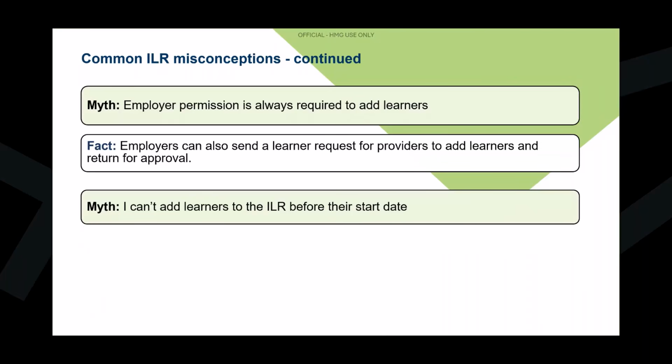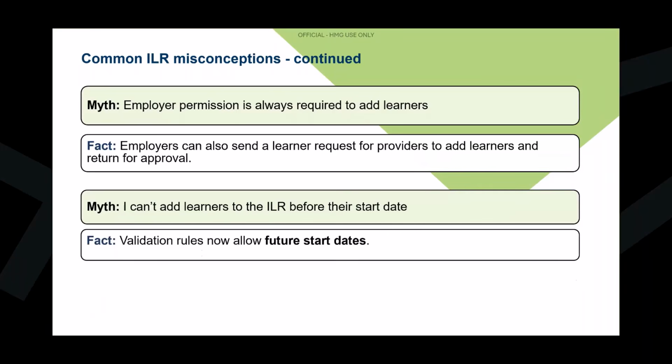And our final myth: I can't add learners to the ILR before the start date. That was a validation restriction previously, but we had a discussion with our Submit Learner Data colleagues, and they've relaxed that validation rule to allow future start dates. For non-levy employers, however, they will only appear in the provider account when the dates fall within the Apprenticeship Service window. Levy funded learners will all appear. So there is still that one restriction.